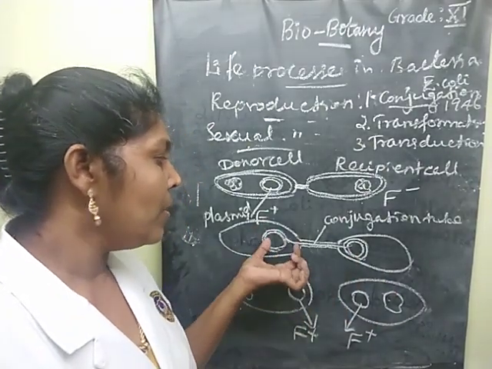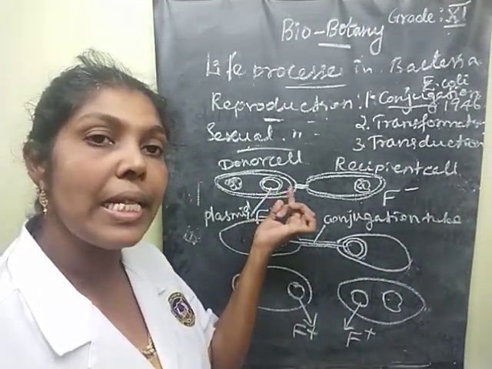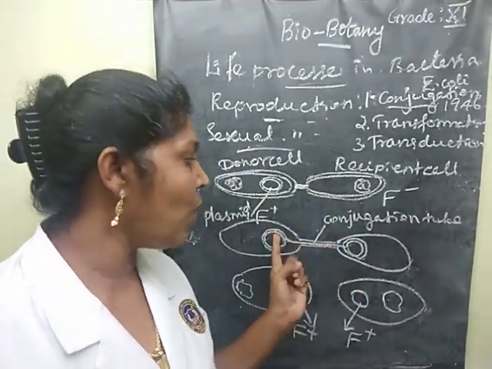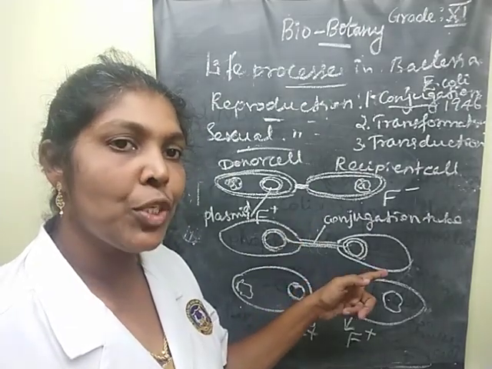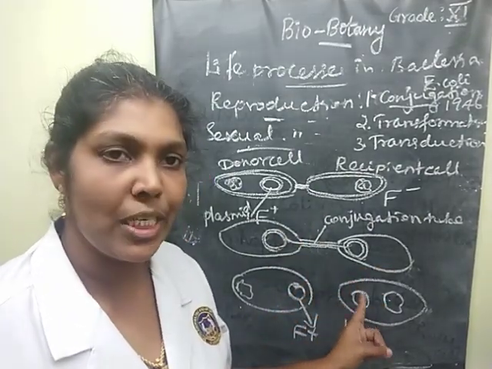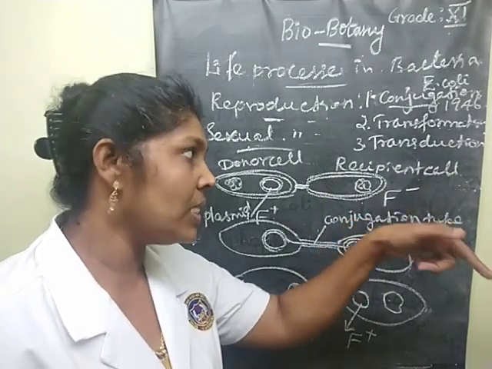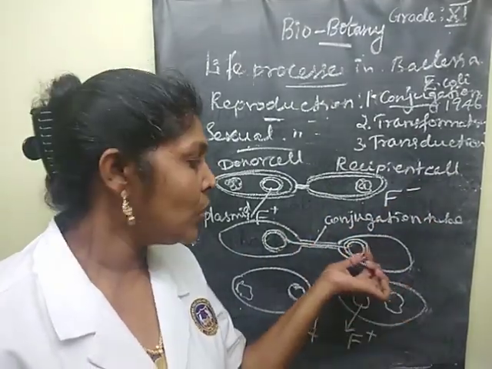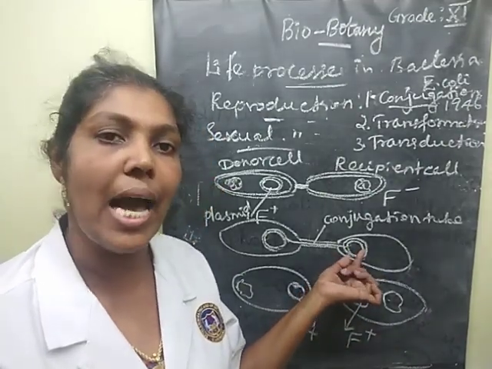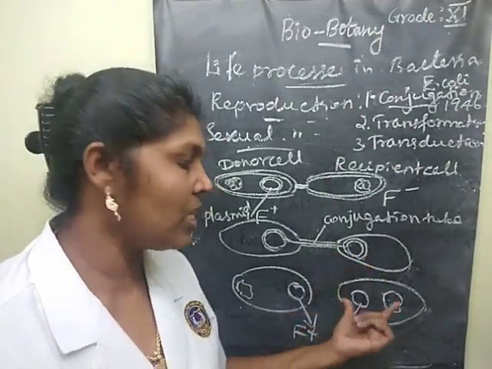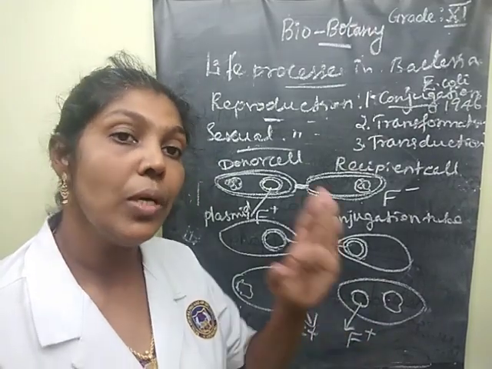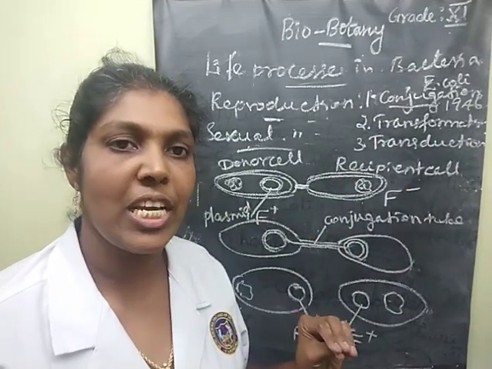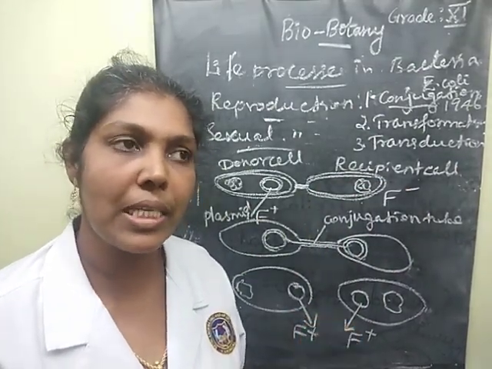Then the second step: there is a plasmid, which has a two-stranded DNA molecule. One strand is transferred to the recipient cell through the conjugation tube. Understood? Then the recipient cell receives that one strand, and after that the recipient cell makes another strand also. Clear, children? This is the way that finally we get two bacterial cells that have the fertility factor, the F plus factor. Understood? Say yes or no?